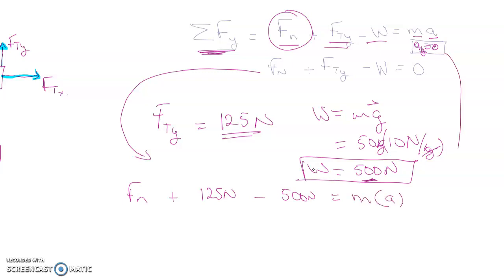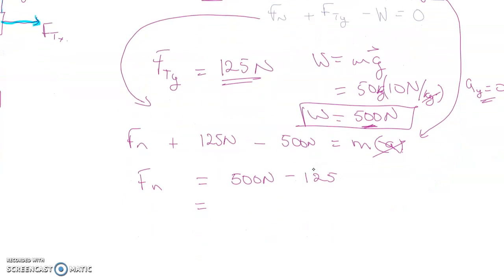And now I'm justified in saying that the acceleration in the y direction is 0, because the man is unable to exert enough of an upward force to lift it at this time. So that means acceleration in the y direction is 0. So just like before, that quantity goes to 0. And that gives us the force normal will be equal to 500 newtons minus 125. And that is 375 newtons, I think.